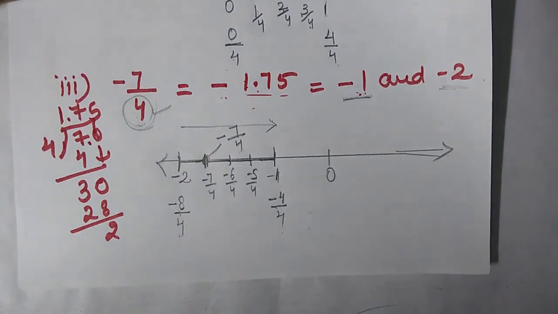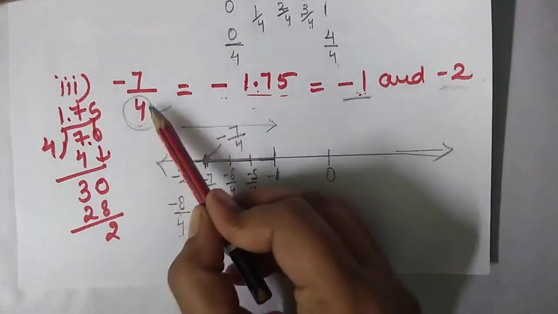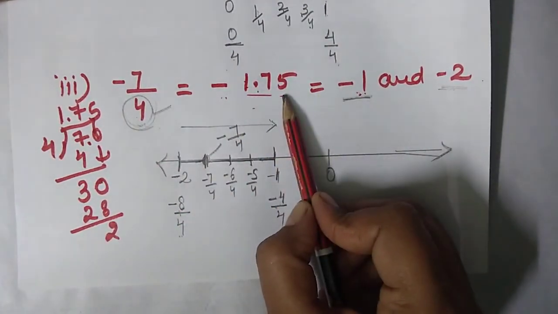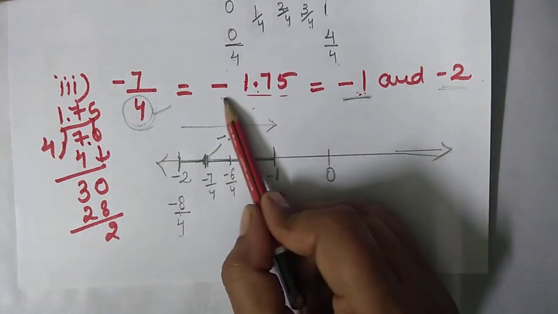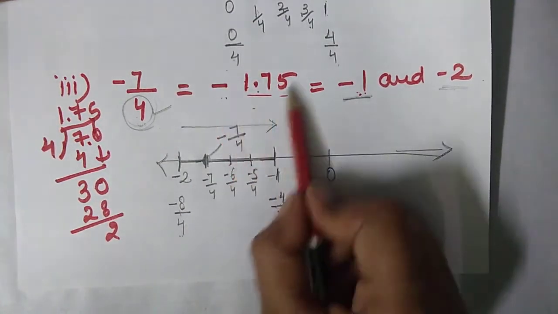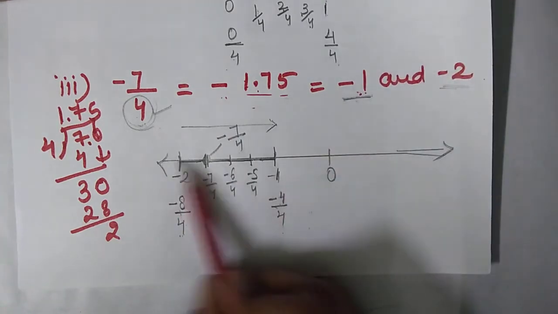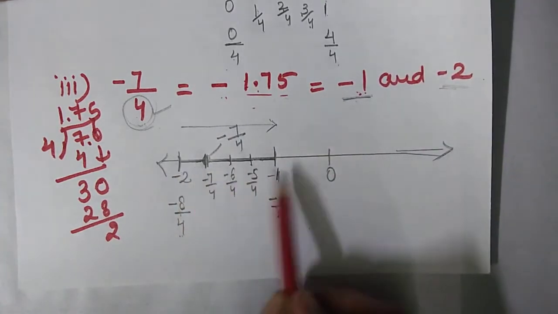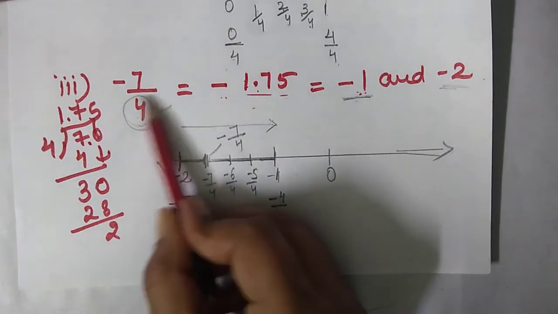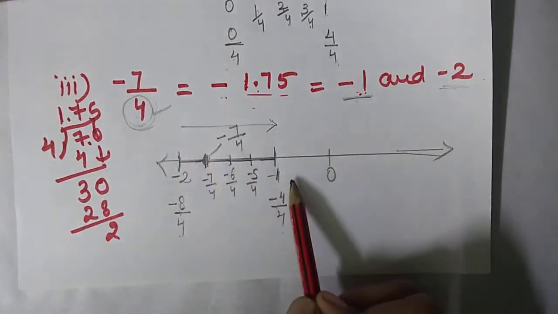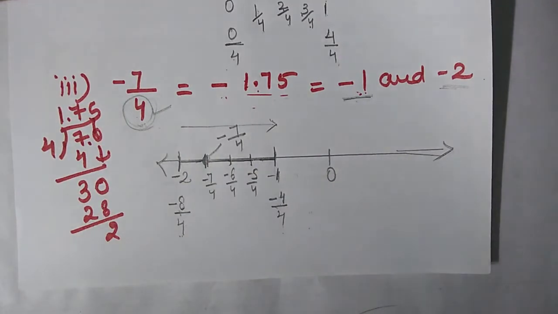Okay, again I am explaining how you can represent. This is the given number. First change this number into decimal form. Then you have to find between which two integers this number lies. So it lies between minus 1 and minus 2. So I have drawn a line up to minus 1 and minus 2. Now for the denominator, you have to partition into 4 equal parts. Then you have to represent the number.